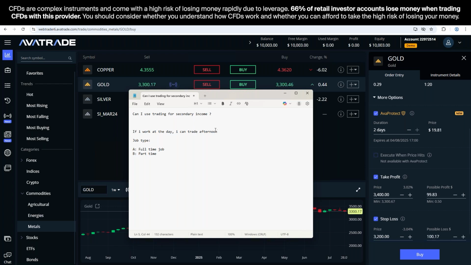I can't unfortunately give any specific examples, but I hope that my explanation makes sense. So I'm just going to write it very simple. Trading can be used for secondary income. It is advisable to find a plan and strategy that goes along with my lifestyle.